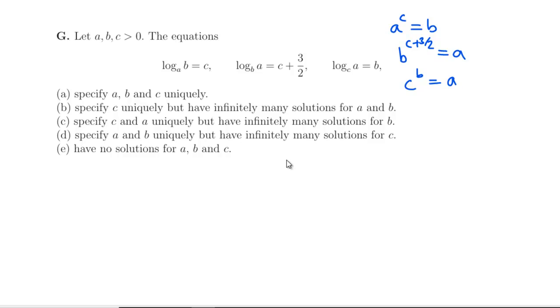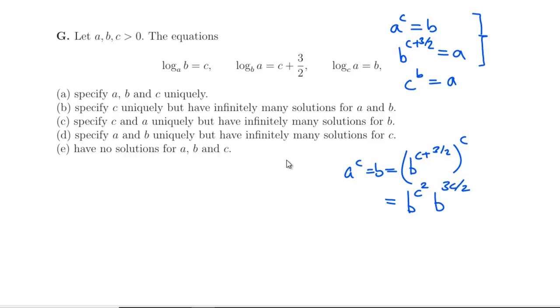Oof. Right, well, it feels like we can combine these top two. That looks quite good, doesn't it? Because if we do that to the power of c, so a to the power of c is equal to b, and it's also equal to b to the c plus 3 over 2, to the power of c. And that is equal to b to the power of c squared times b to the 3c over 2.